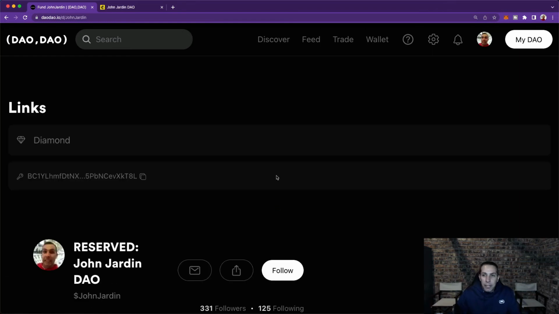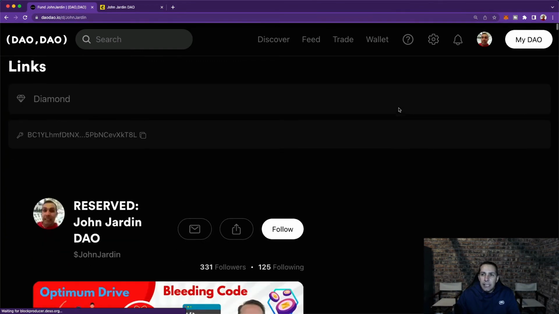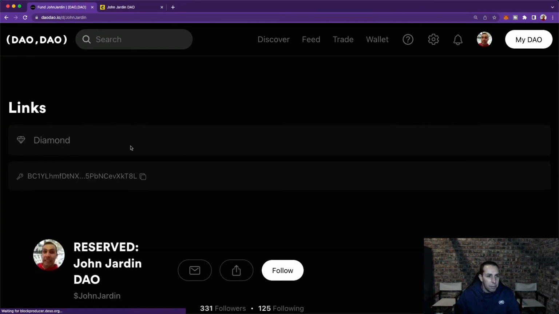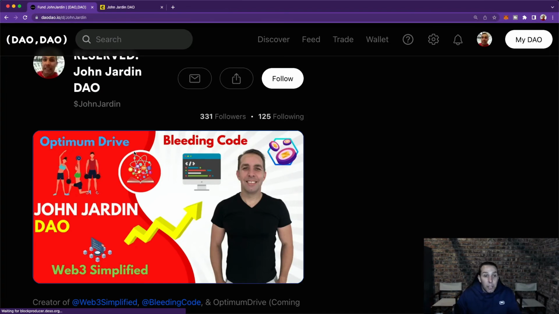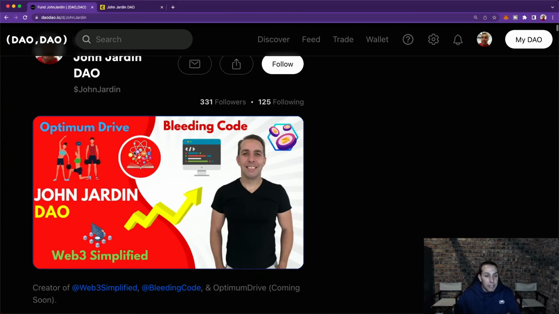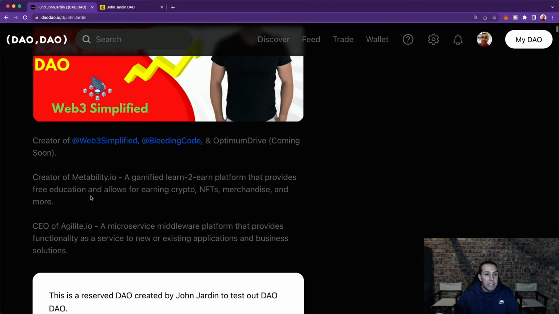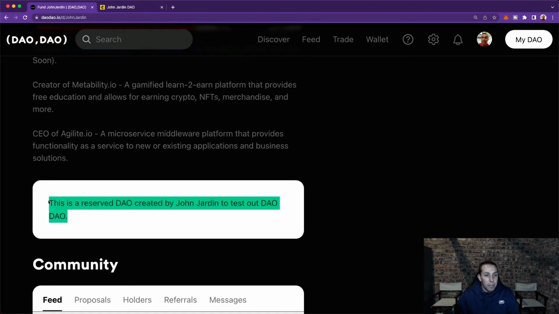I already had a DSO account, and what you're seeing here is a very basic DAO setup. This information you see here was grabbed from my DSO profile. I didn't create any of this. All of this is actually my DSO user profile. But notice this at the bottom, which is relative to the actual DAO. You can see this is a reserved DAO created by Jardin. This was a message I just put there for now because I had to put something.